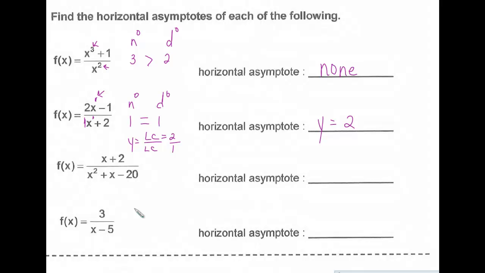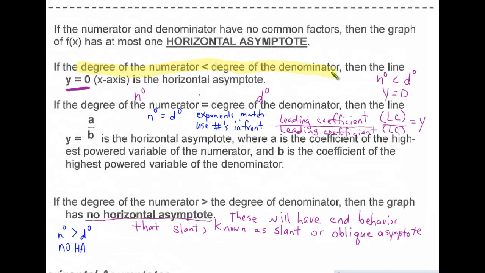In the next problem, I'm looking for the horizontal asymptote. So again, we're looking at the degree in the numerator. In this case, it's a 1, and the highest degree in the denominator, in this case, is a 2. 1 is less than 2. When the degree of the numerator is less than the degree of the denominator, then the horizontal asymptote is y = 0.